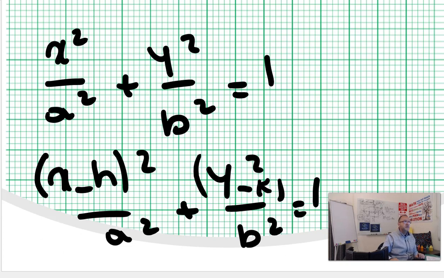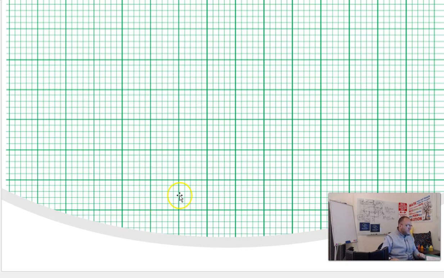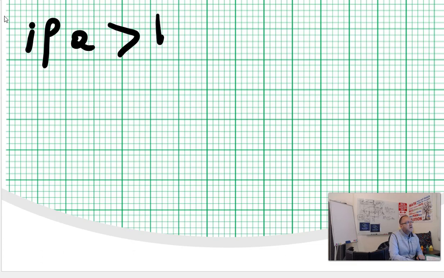Now, the other super important thing: in some books they tell you if a is larger than b, then the ellipse is stretched horizontally, further in the horizontal direction. And if b is larger than a, it's stretched in the vertical direction. I don't like that. I'll tell you why I don't like that. We want to keep it as a quantity.